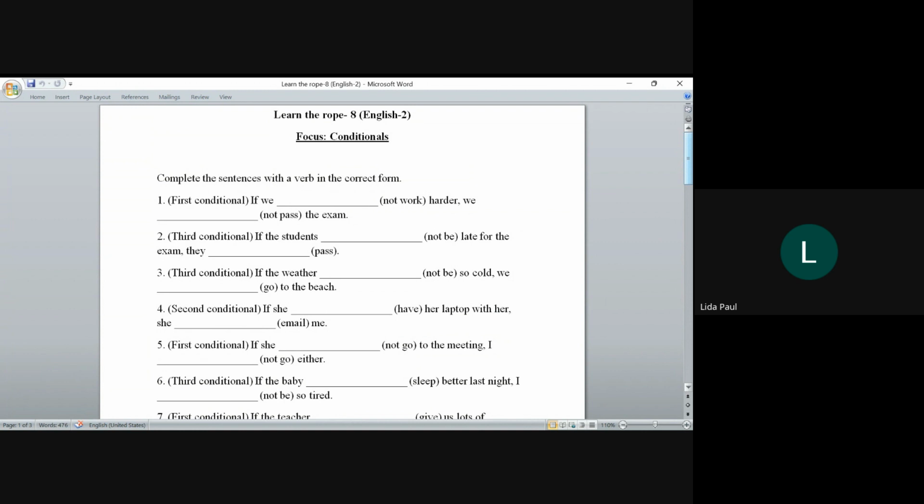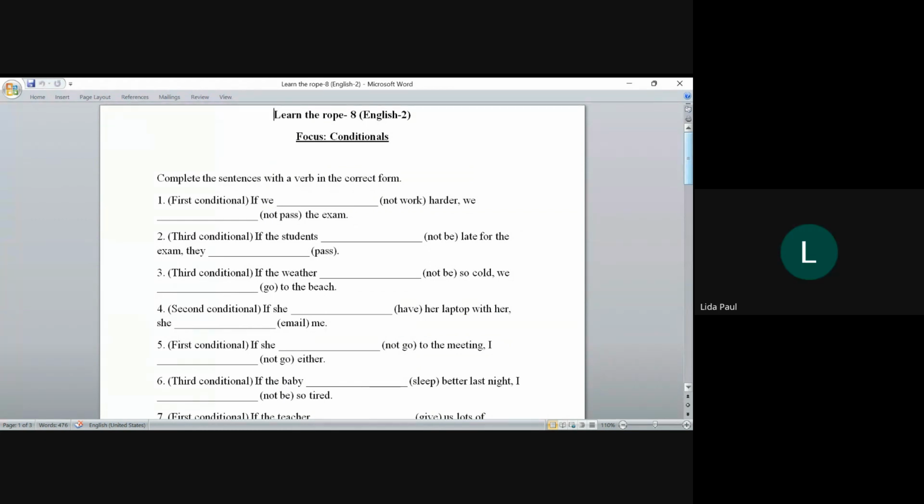First blank: if we dash harder, not work, we dash not pass the exam. What is first conditional? You're going to talk about something that's a real possibility, right? If we don't work, we don't.